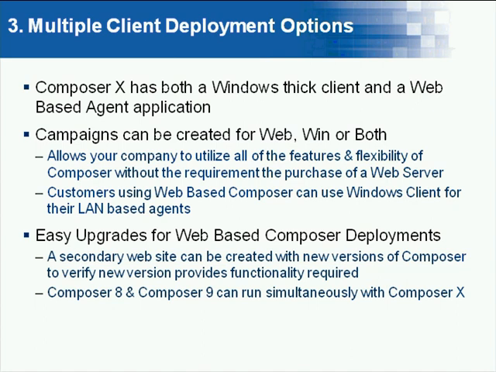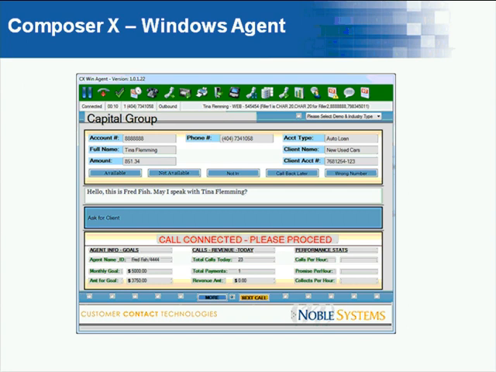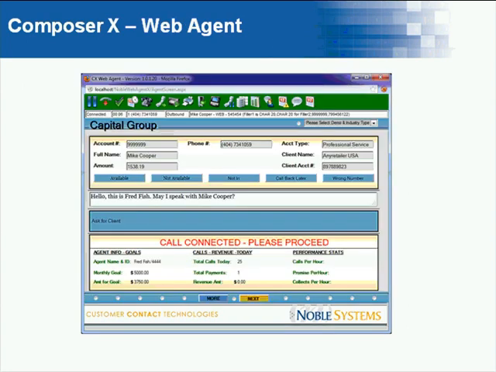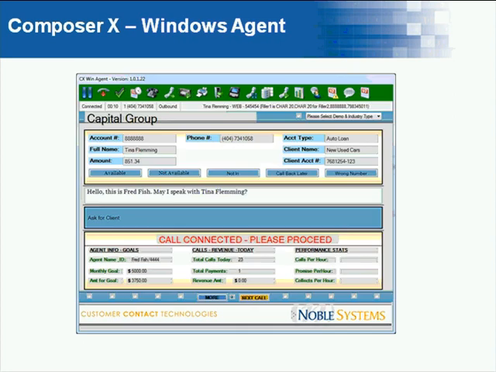In the next two slides here, we're going to show you an example of an agent running Composer X in a Windows agent, and then an agent running Composer X in a web agent. And you can see in these examples, there's not really much of a difference between the Windows agent and the web agent. The only real difference you may see is that the title bar shows that we are running in Firefox or our web browser rather than just the big client. But essentially, the screens look exactly the same.